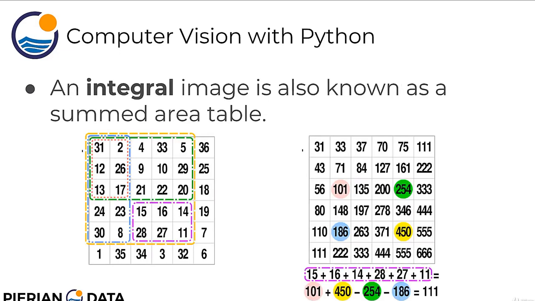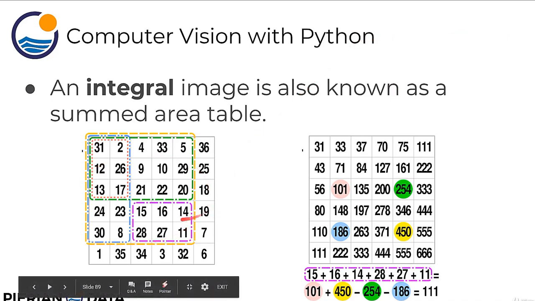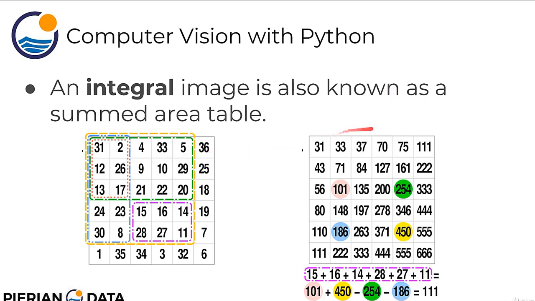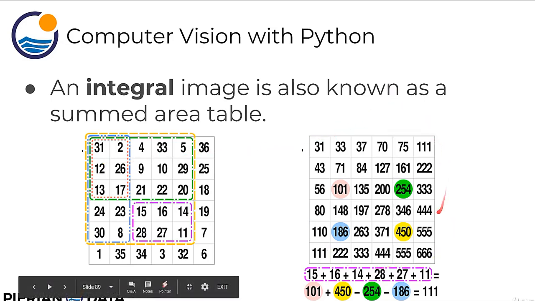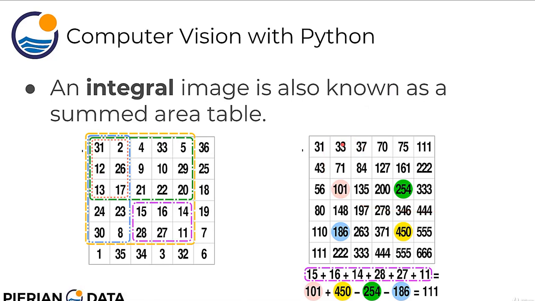So what you do is you pre-calculate an integral image, which is also known as a summed area table. Over here on the left-hand side, we have our original image and the original pixel values. Over here on the right-hand side, we have the summed area table or the integral image. The way you calculate this integral image is actually pretty straightforward. All you do is you go along these pixel values and then you sum them up.